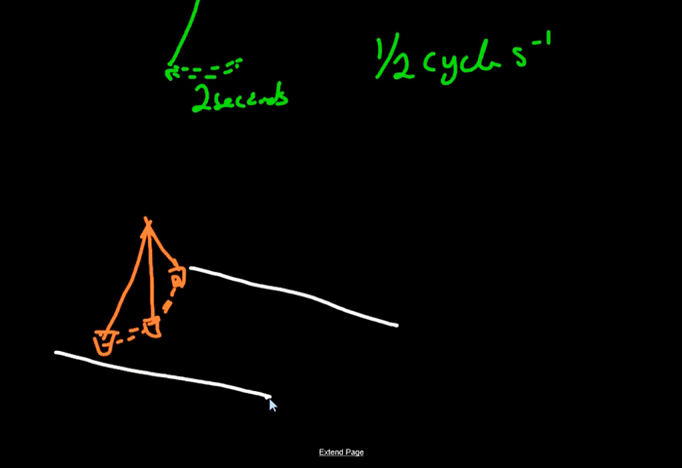As the paper comes along, if there's a light pointing down onto the paper as this oscillates back and forth, it's going to churn out a sine wave as it oscillates back and forth.